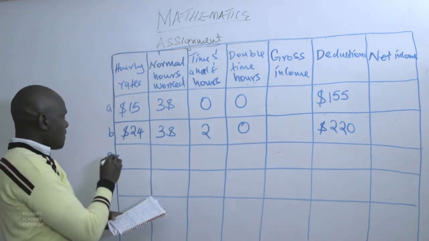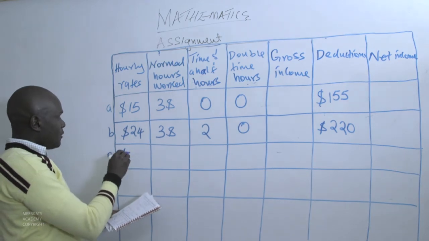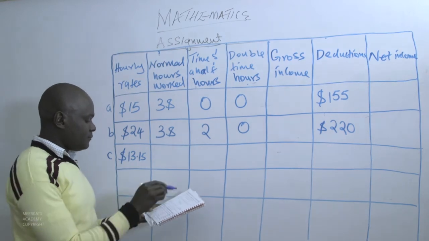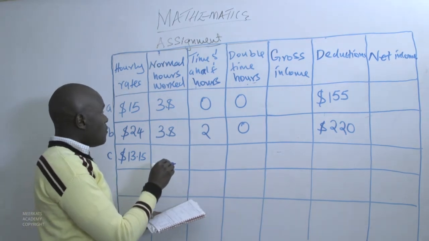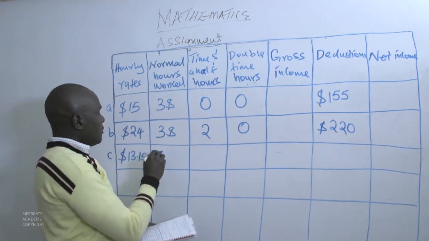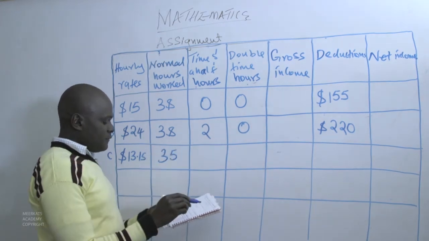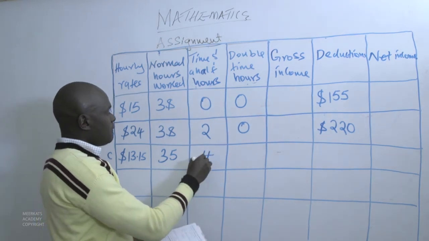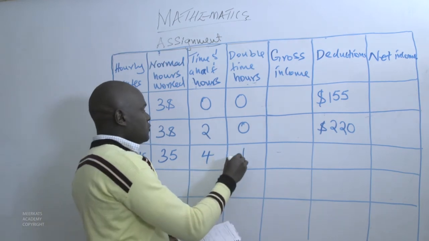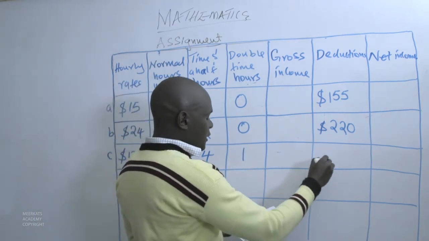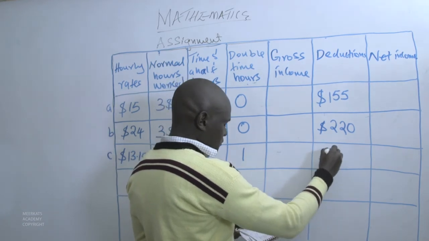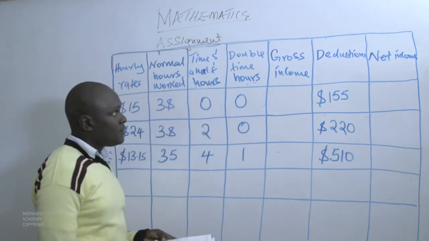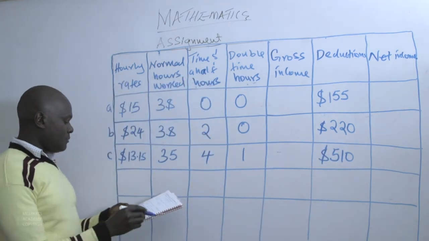In our third row, the rates are $13.15 per hour. The normal working hours in a week are 35. Time and a half hours are 4. The double time is only 1 hour. The deductions amounts to $510. So we calculate the gross income and the net income.